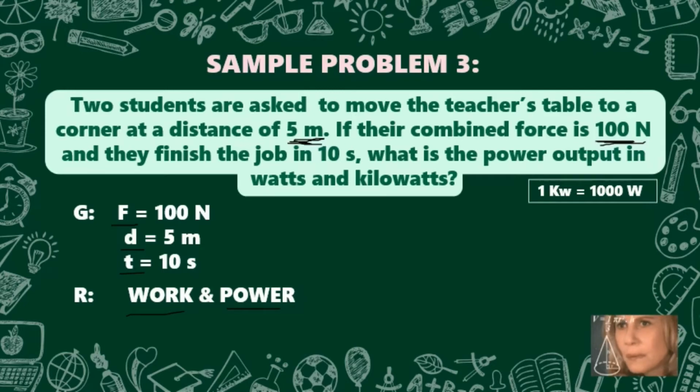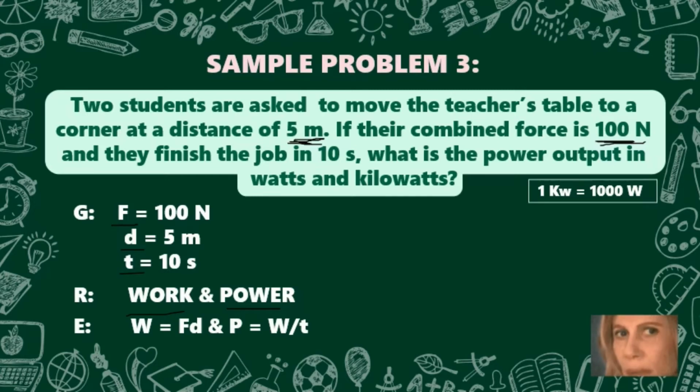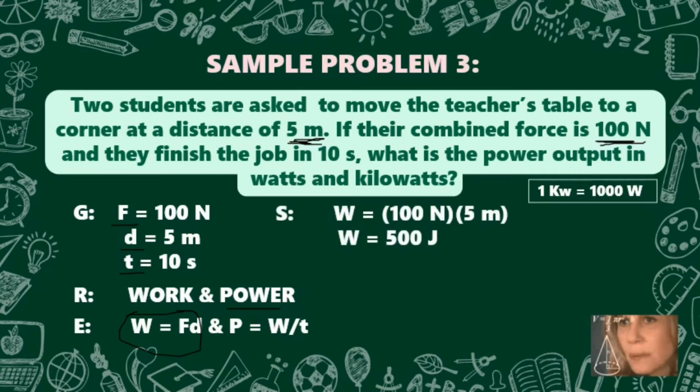Okay? So, let us have the equation. So, I hope you still remember the equation for work. The equation for work is work equals FD. And for the power, we have work over time. So, unahin muna natin isolve si work. Okay? So, let us have the solution.